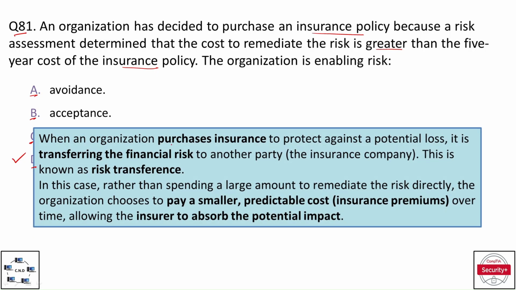So, when an organization purchases insurance to protect against a potential loss, it is transferring the financial risk to another party, that is the insurance company. This is known as risk transference. In this case, rather than spending a large amount to remediate the risk directly, the organization chooses to pay a smaller, predictable cost, that is the insurance premium, over time, allowing the insurer to absorb the potential impact.